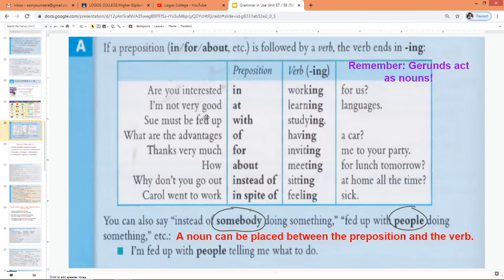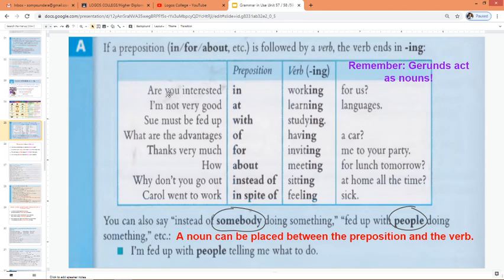Okay, part A of your book. If a preposition, such as in, for, about, etc., is followed by a verb, the verb ends in ing. You have to use a gerund. Throughout these videos, I want you to remember that gerunds act as nouns. All right, gerunds act as nouns, even though it's a verb. It acts as a noun when we use a gerund. Look at the examples they give you.